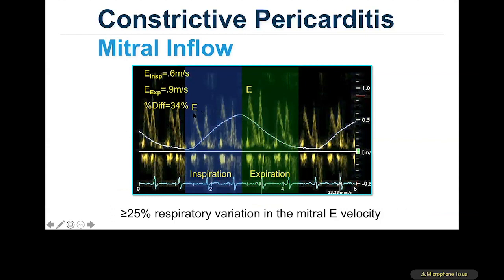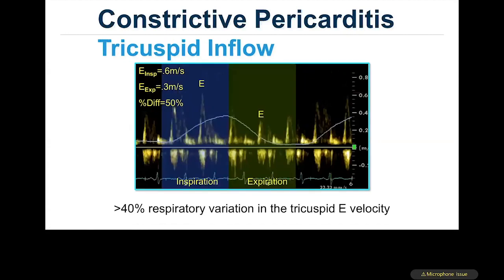So you can see here a large change that happens from the first beat after inspiration to the first beat after expiration. And this change, if it's more than 25%, can be useful for diagnosing the findings which are useful to confirm the presence of constrictive pericarditis. So more than 25% variation in the respiratory flow in the mitral E velocities is seen in patients with constrictive pericarditis. Conversely, on the right-hand side, you can see here the transtricuspid flow velocity.